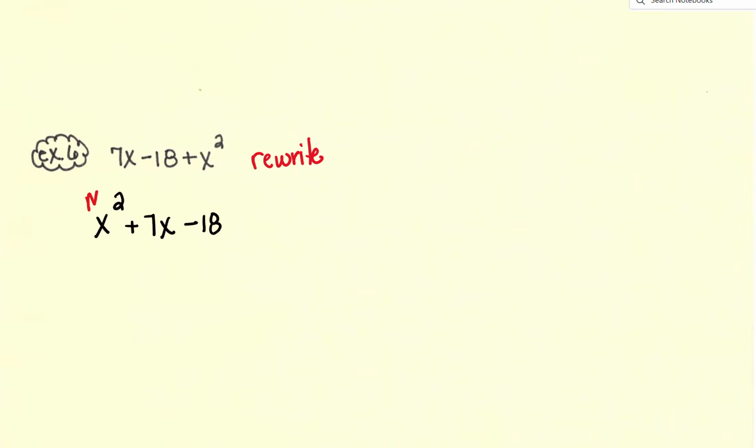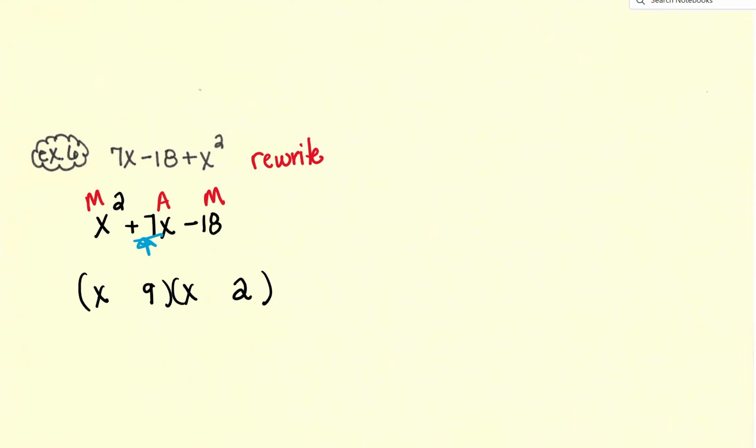Now we can MAM. So multiply, add, multiply. The things that multiply to get x squared are only x and x. The things that multiply to get 18 but can somehow add to get 7 would be 9 times 2. All right, look at your middleman. That's a positive 7.